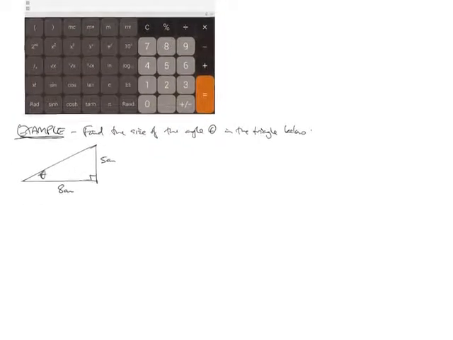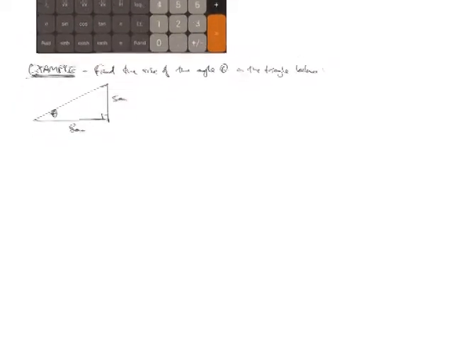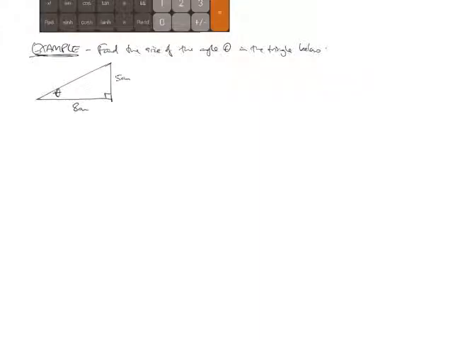We need to actually make a start on the actual maths that you need to do. Find the size of the angle theta in the triangle below. Once again, we need to label sides. Theta is the angle we're trying to find, so 5 centimeters is opposite to it. This is the hypotenuse, which we don't know, and this is the adjacent.